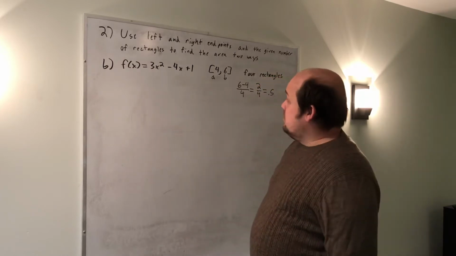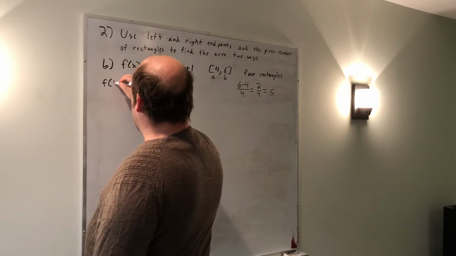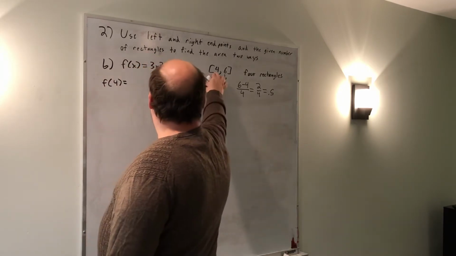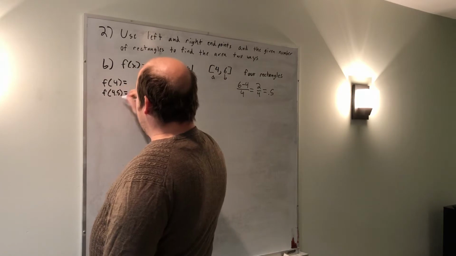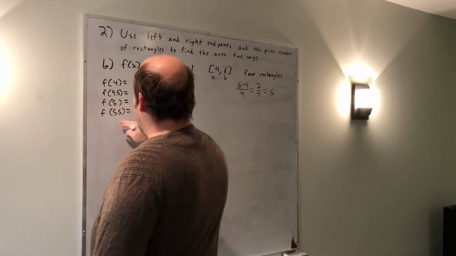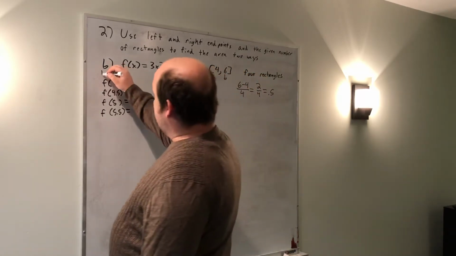So for my left-sided rectangles, I'm going to need to find f of the original point, the left-sided value. Then I'm going to need to find 0.5 beyond that, 0.5 beyond that, 0.5 beyond that, and I stop here because I've gotten to my fourth rectangle. This is going to be my left side.